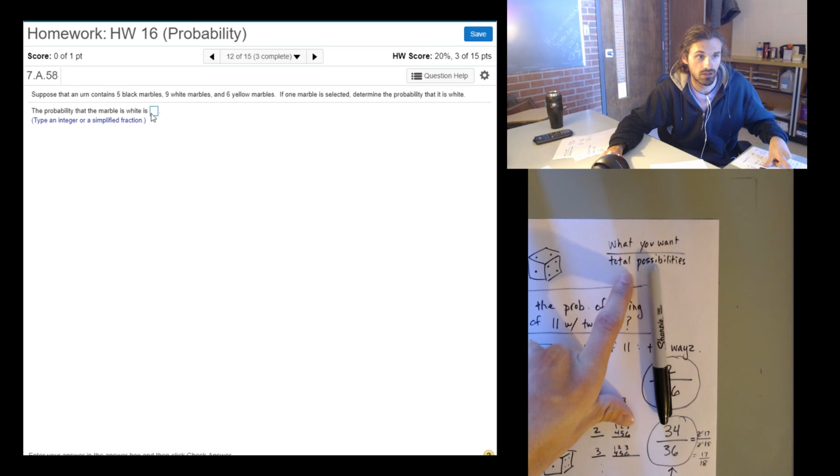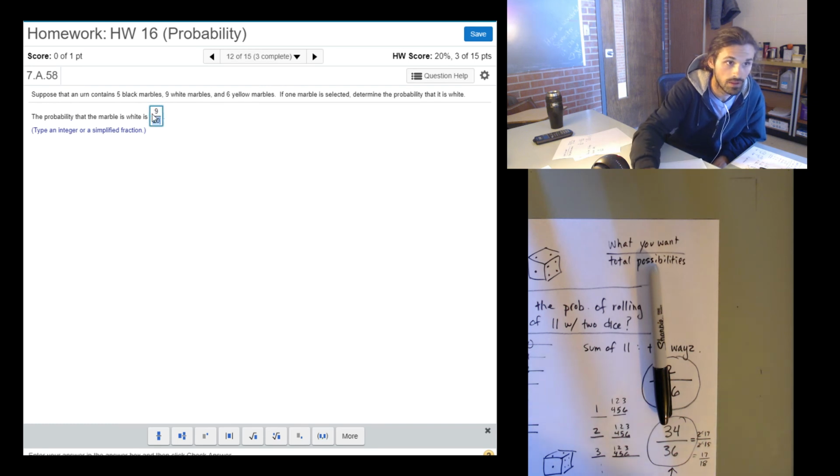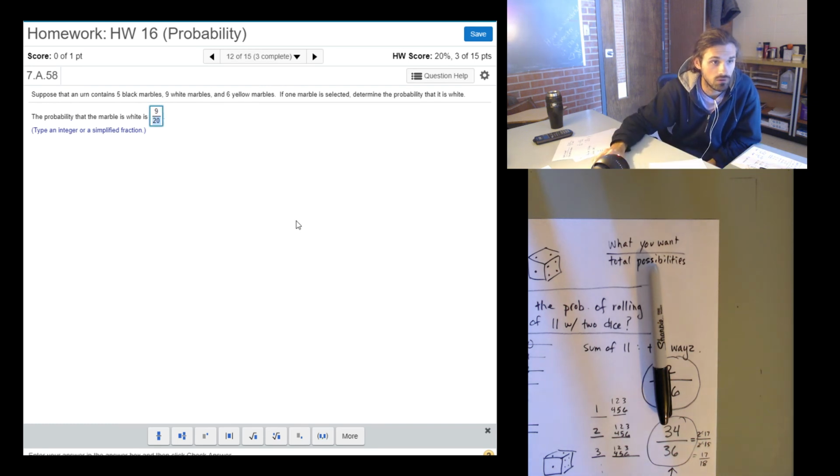So the probability that the marble is white would be 9 out of 20. And we're told an integer or a simplified fraction. 9 is only divisible by 3, 20 is not divisible by 3. Moment of truth.